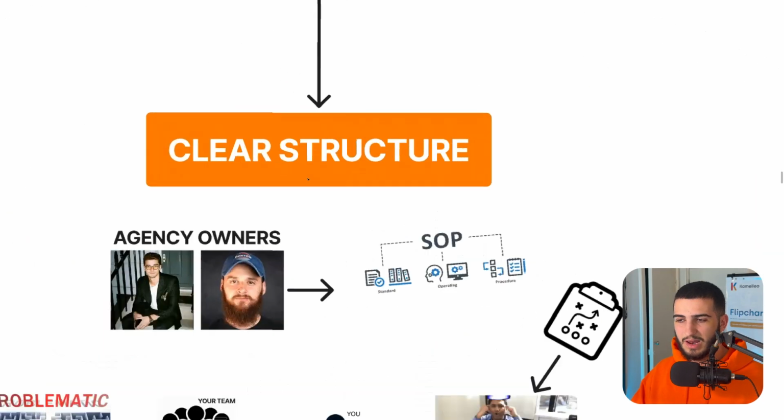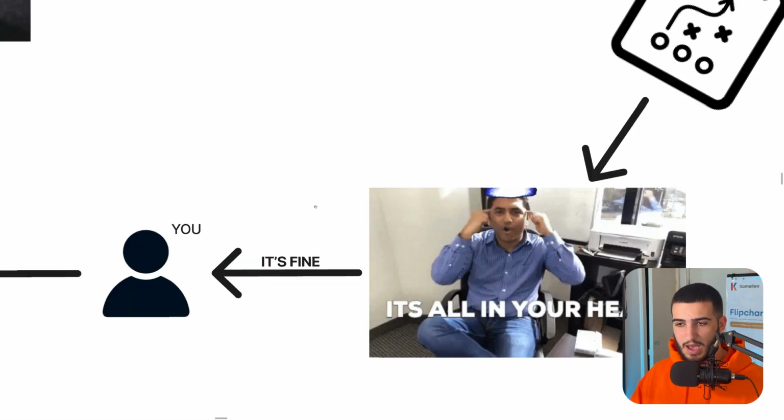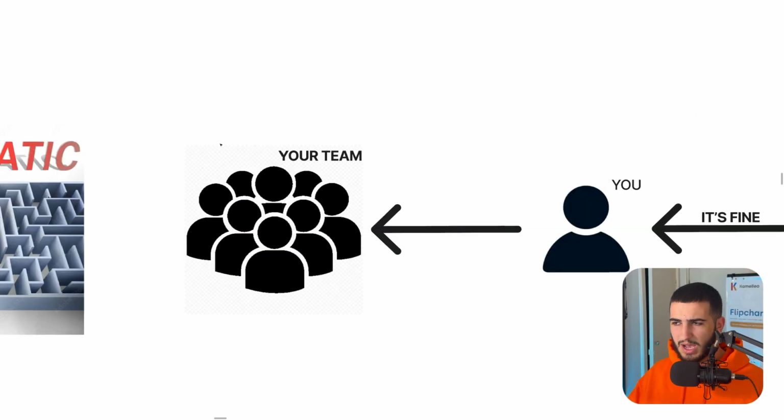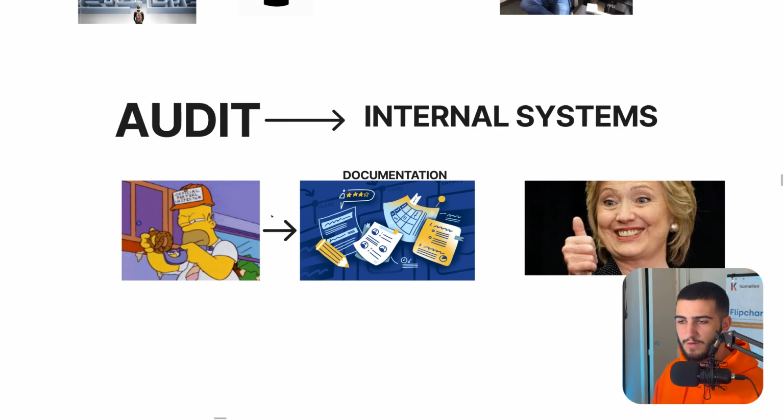Secondly, you get to have a clear structure. Now, the top agency owners do have different SOPs and playbooks, but for most people, it's all in your head. And this is fine if it's just you. It's not really an issue because you already know everything. But once you actually start growing your team, it can be very problematic because they're not in your head the same way you are. They don't know how to do certain things. So having this kind of audit of your internal systems allows you to actually take everything that's in your head and put it down into documentation so your team and everyone will be happy.